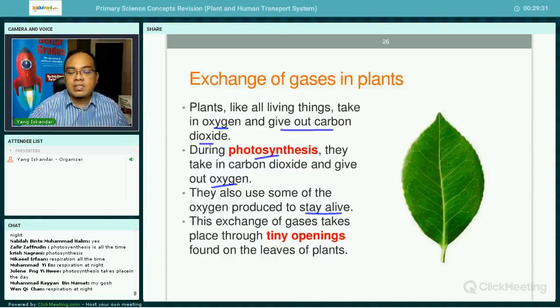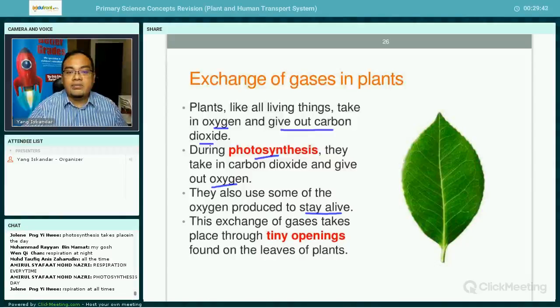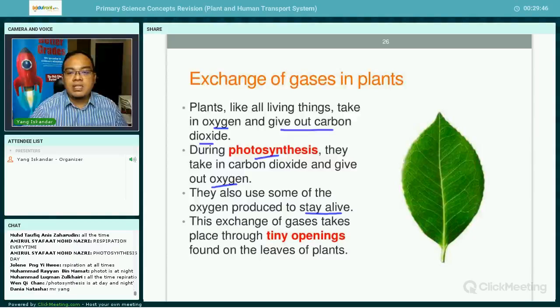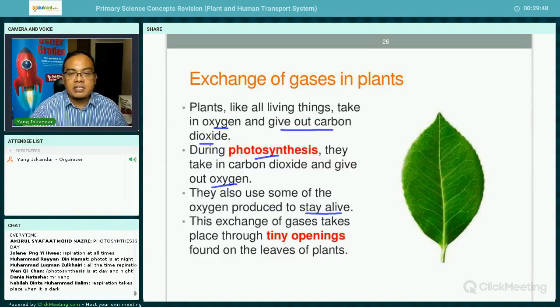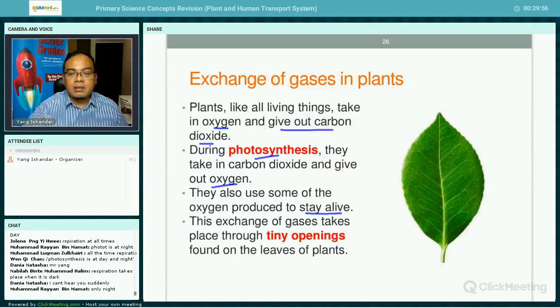Now, many students, this is what they think. Many students say that photosynthesis takes place in the day and respiration takes place at night. This is wrong. This is very, very wrong. I repeat again, this is wrong, right? Why? Because respiration takes place all the time.